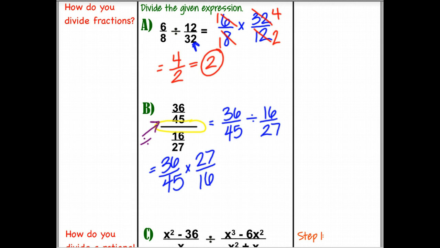27/16. Then I can go through and notice that 45 and 27 have a common factor of 9. 27 divided by 9 is 3. 45 divided by 9 is 5. 36 and 16 have a common factor of 4. 16 divided by 4 is 4. 36 divided by 4 is 9. So now I can go through and multiply out, and I get 27 over 20. You could change that to a mixed number. For the purposes of our class, we're just going to keep it improper.